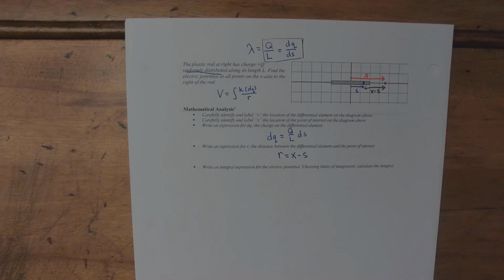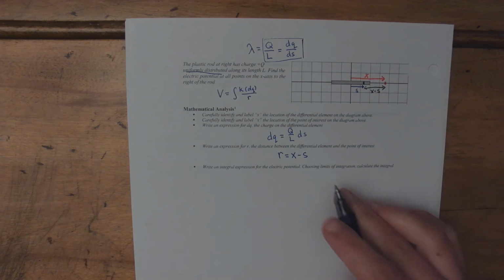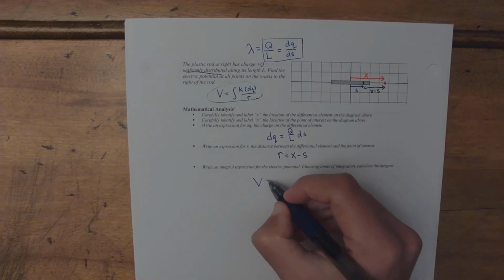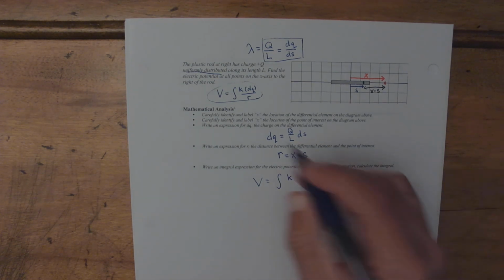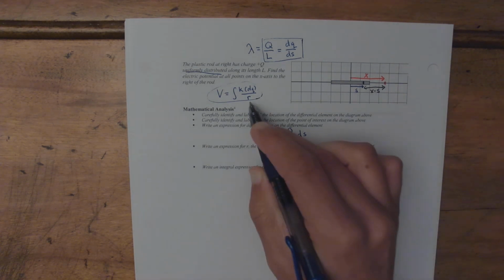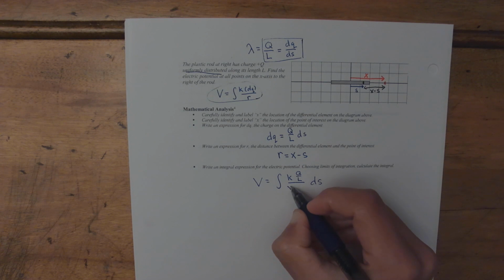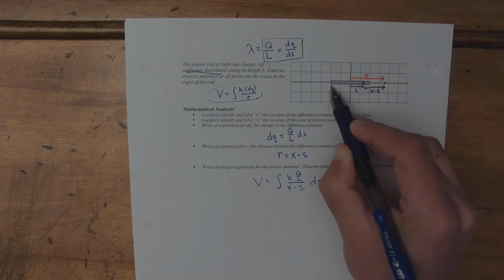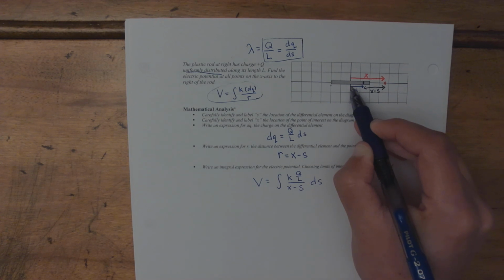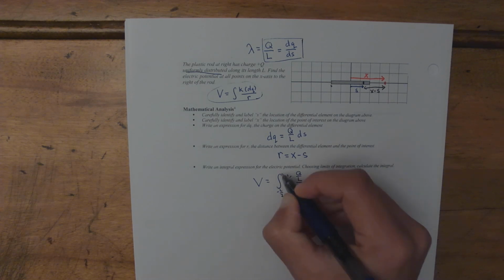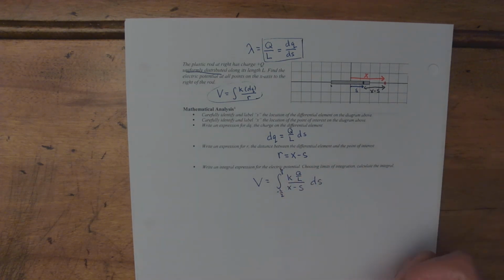Then we are going to write an integral expression for the electric potential, choose the limits of integration, and calculate the integral. So this is our equation for the electric potential. K is just equal to K. dq is equal to Q divided by L times ds. And in the denominator, I have R, which is x minus s. I'm integrating over everywhere there is charge, which is from one end of the rod to the other end of the rod. When I am here, I chose s to be equal to 0 at the origin. This is equal to negative L over 2, so I'm going from one end of the rod to the other end of the rod, so that's from negative L over 2 to L over 2.